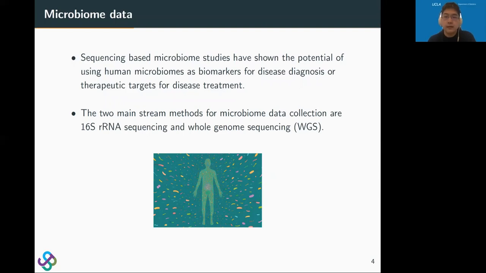The two mainstream methods for microbiome data collection are 16S rRNA sequencing and whole genome sequencing. Although these two vary in their sequencing technology, the final outcome of those two methods is basically an abundance matrix, which has two dimensions indicating the biological samples and the taxa. The taxa refers to the operational taxonomic units in 16S rRNA sequencing, and maybe the bacteria or microbiome species in whole genome sequencing.